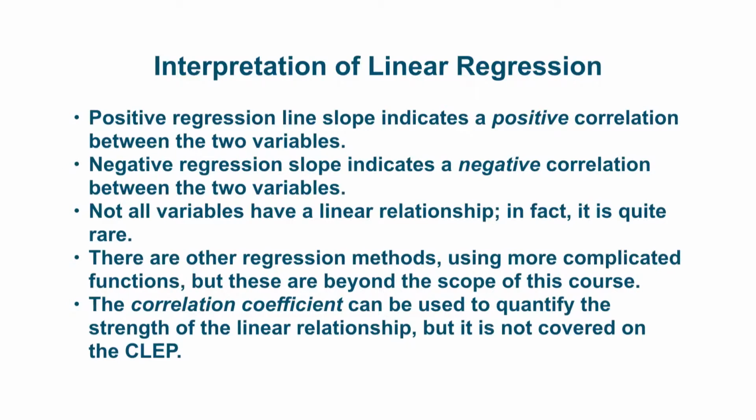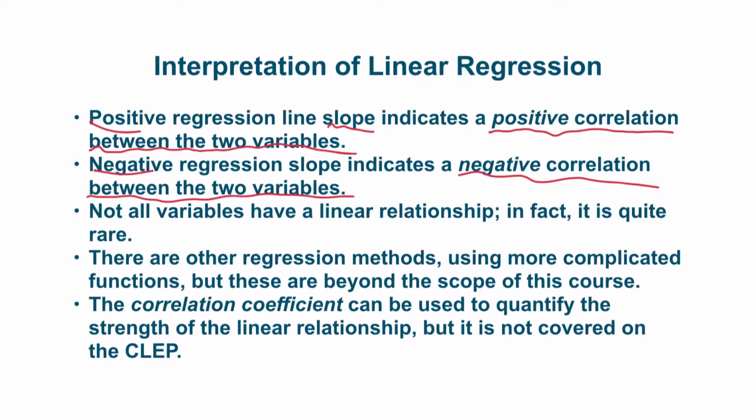The idea is that if the line fits the data well, then we can interpret the slope as giving a positive correlation between the two variables. That is, if one of the variables increases, the other one will also increase. If the slope is negative, that indicates a negative correlation between the two variables, meaning that if one variable increases, the other one is likely to decrease. This only makes sense if the variables actually have a linear relationship, i.e., the regression line is a good fit.